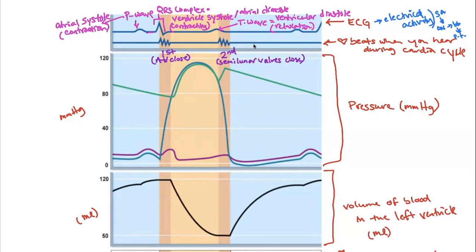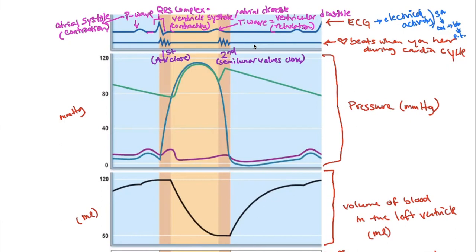Valves are going to open and close based on pressure changes in the chambers and in the vessels, specifically the aorta. So pressure changes are going to cause AV valves to close, and pressure changes are going to cause AV valves to open, as well as semilunar valves to close and semilunar valves to open. And so that is why we have this pressure graph right underneath the heart sounds, because the heart sounds are due to the pressure changing in the atria and the ventricles. And so we're going to go over that next.